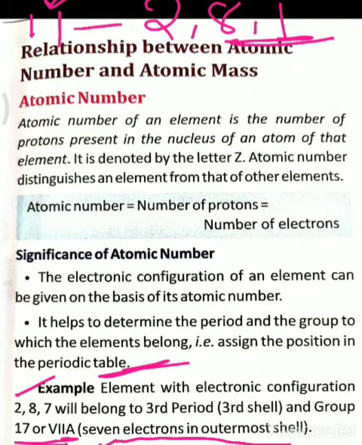So see here, from the atomic number we can know the electronic configuration, and from the electronic configuration we can know the position. How? See, the outermost valence electron is 1. So what will be the valency? Obviously 1. And if the valency is 1, then which group is that? Yes, that is the first group, group 1.